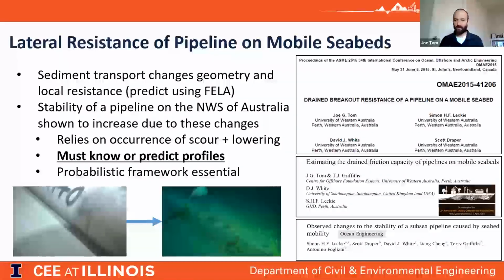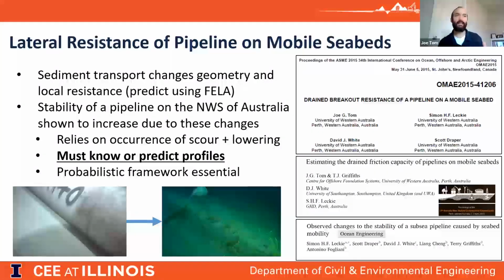So I talked about sediment transport induced embedment changes and how we can use limit analysis to predict the resistance effects of that, and showed particularly the results of that on the stability of a particular pipeline on the northwest shelf of Australia. I guess there are quite a few caveats in there: that was for a particular pipeline which had a certain sediment transport behavior, and certain mechanisms were occurring. The scour and lowering did occur there, and hence the stability did go up.